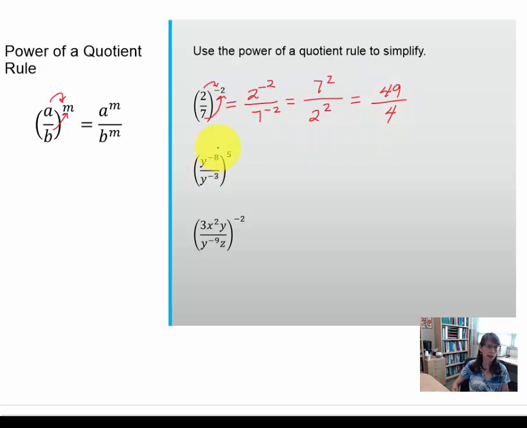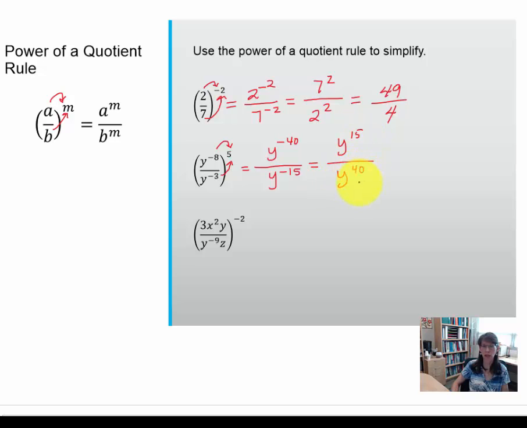Working with variable bases, we're simply applying the power rule to both the numerator and the denominator. So y to the negative 8 times 5 would be y to the negative 40. Y to the negative 3 times 5 would be y to the negative 15. So each of these bases is raised to a negative power. So if you wanted to rewrite them with positive exponents, you could.